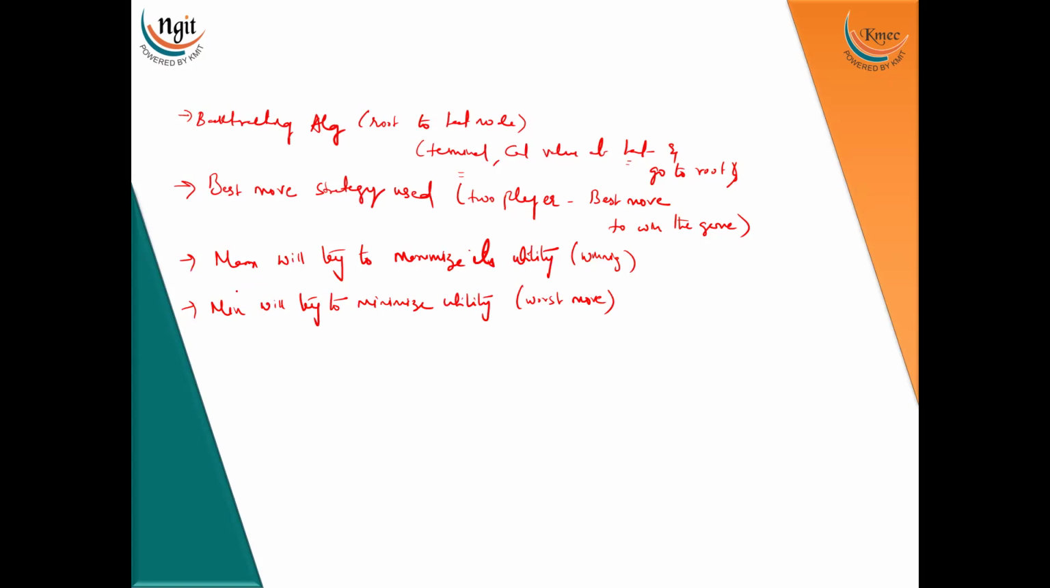Max's utility is what min tries to minimize. The worst move is not to the min, the worst move is to max. Minimizing utility does not mean for its own turn, it is trying to minimize the utility of max. That's why it always makes a worst move. So it is a backtracking algorithm. It uses the best move strategy, max will try to maximize its utility, and min will always try to minimize utility by making the worst move. That worst move is not for min, it is for the max player.